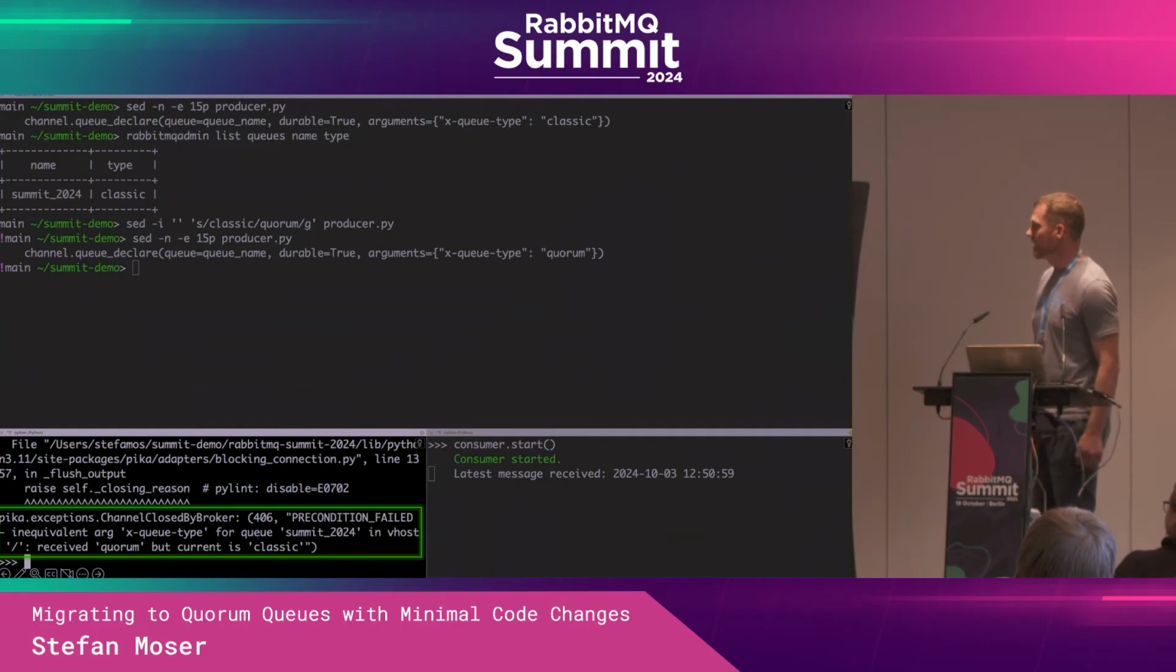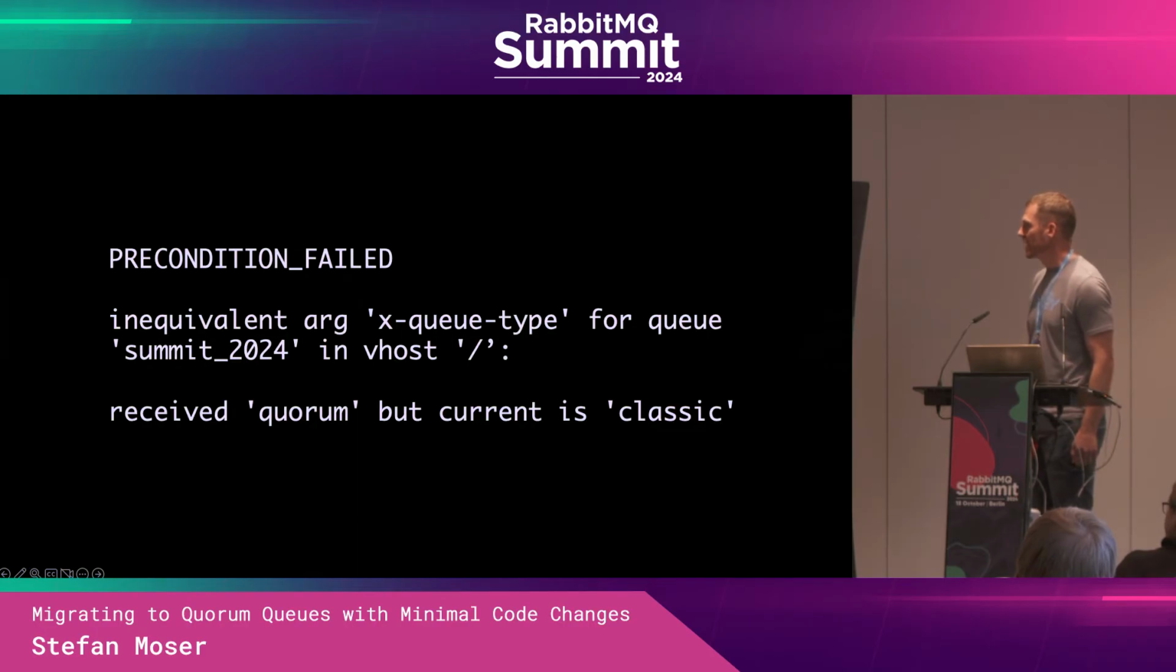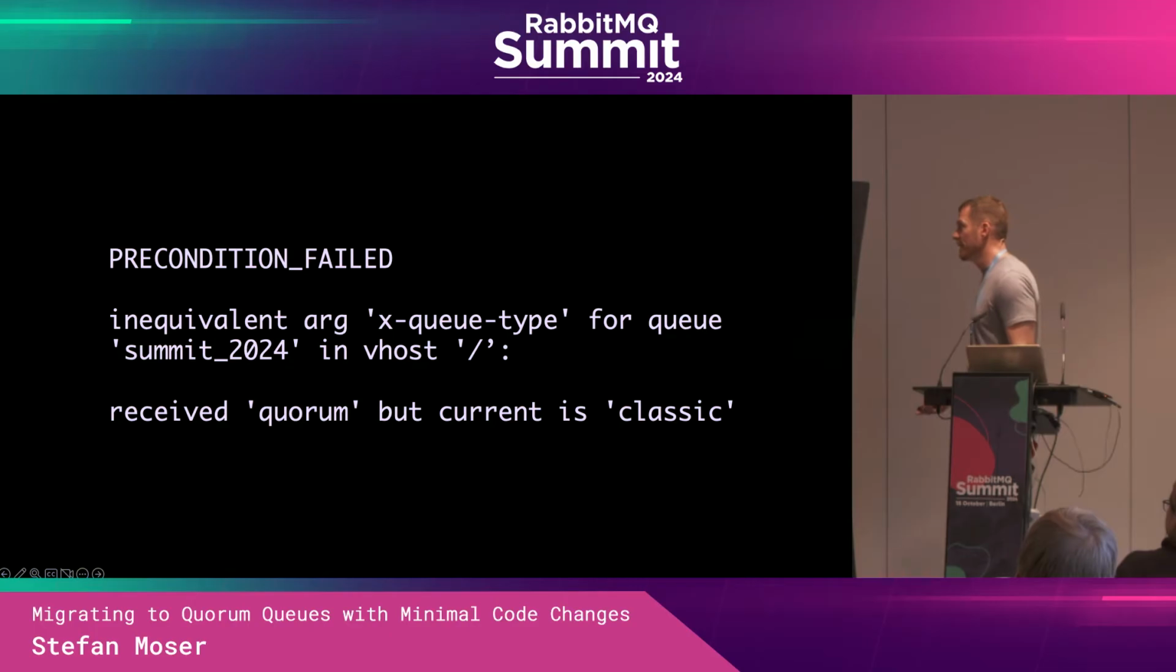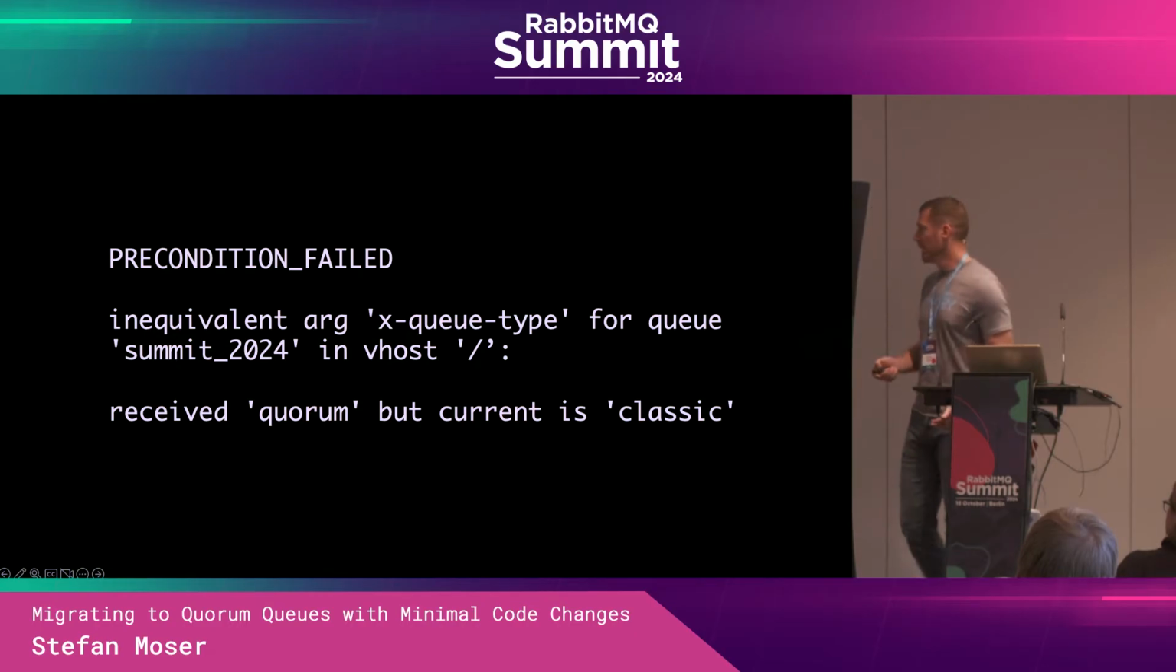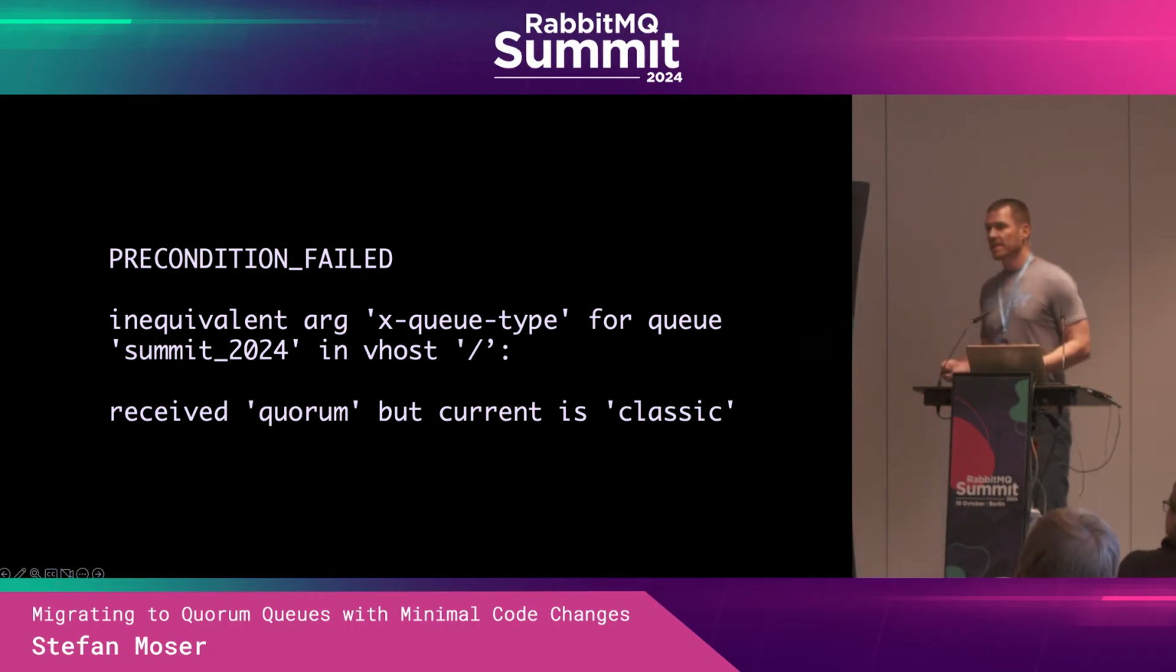We have this precondition failed exception. Let's have a closer look at that. It says precondition failed: there's an inequivalent argument x-queue-type for the queue in the vhost. It received quorum, but the current is classic. What this is saying is that in RabbitMQ, you can redeclare queues. It's an idempotent operation, but you have to make sure that you're using the same properties.